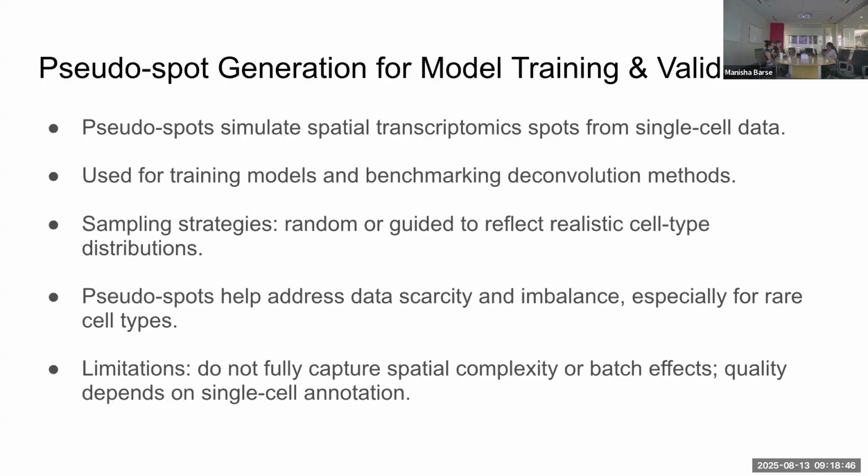But this pseudospot generation method does have a limitation: it does not fully capture the spatial complexity, and it does not take into account the batch effects. So we as users need to keep this in mind, and the quality of the spot deconvolution results depends on our single cell annotation results. When we are doing spot deconvolution, our inputs should already be processed and QC'd to consider the batch effects. This is one important thing that the deconvolution methods don't address, so we should keep this in mind.